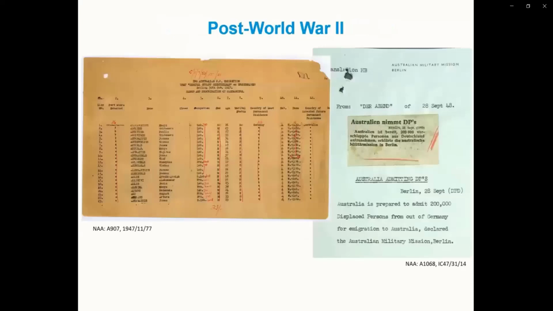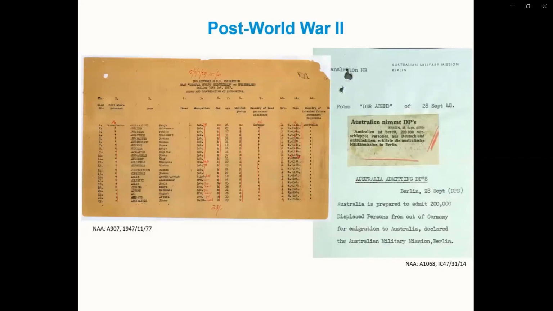This is the first page of the incoming passenger list for the ship General Stuart Heinzelman, the first ship to arrive in Australia with displaced persons. It left Bremerhaven on the 30th of October, 1947, and arrived at Fremantle on the 28th of November, 1947.